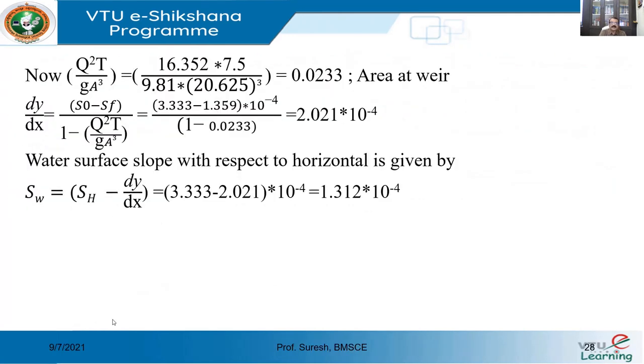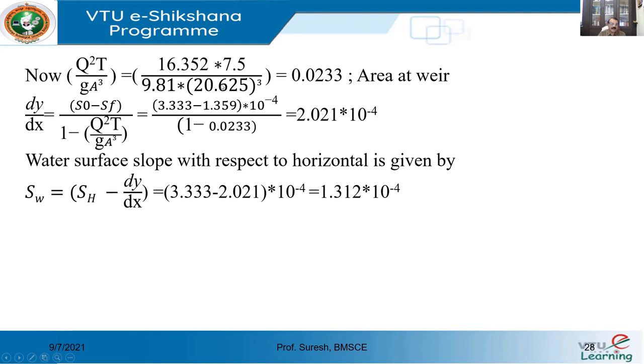16.35. So, Q square is, there is a typo here, kindly correct this. So, 16.35 square into 7.5, whole thing divided by 9.81 into the wetted area corresponding to the wave. That works out to be 20.625 cube. So if you simplify this, it works out to be 0.0233.